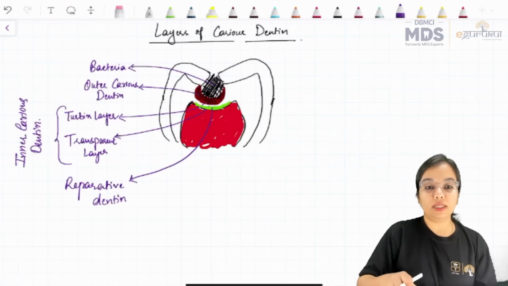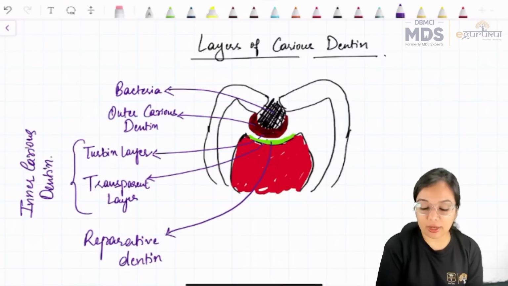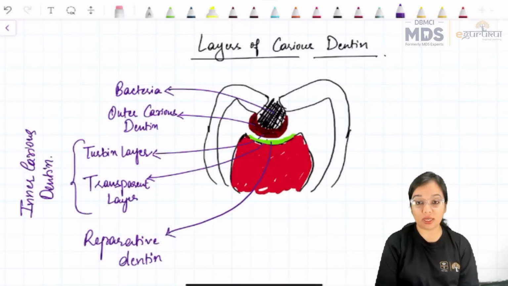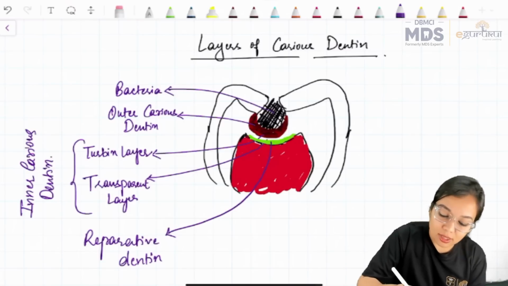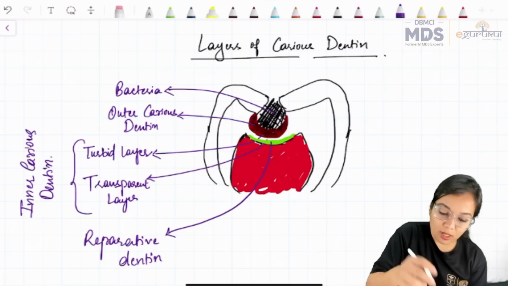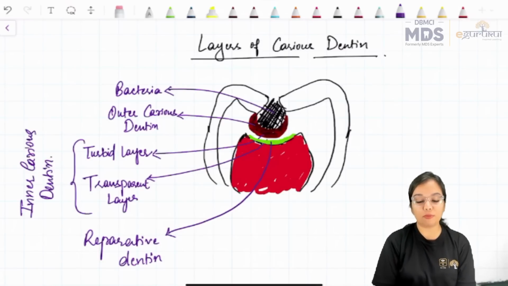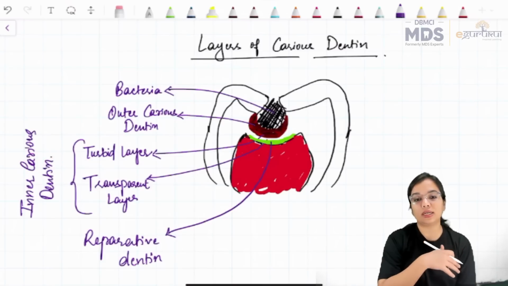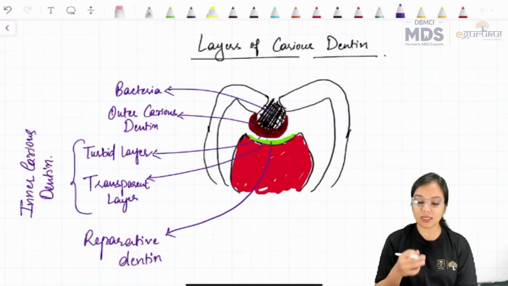In the layers of carious dentine, we have a layer of bacteria that is in the core of the caries. Then we have an outer carious dentine and an inner carious dentine that is made out of a turbid layer. I've written turbin, it is turbid layer. There is a turbid layer and then a transparent layer, which both form the inner part of the carious dentine, and then near the pulp we have a reparative dentine that has formed in response to the injury caused by the carious dentine.